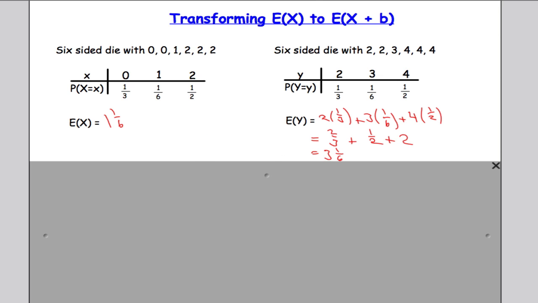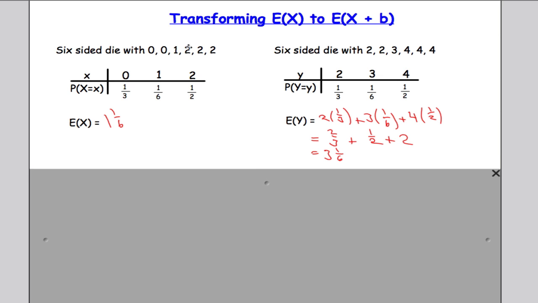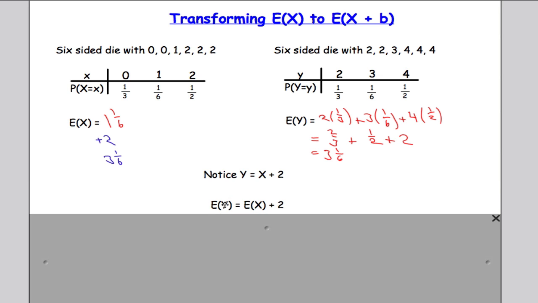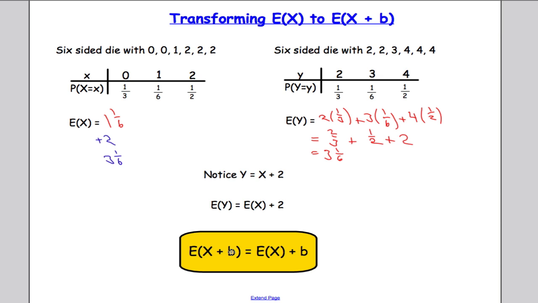Now, let's just take a look at our random variables again. Notice that y is the same as x plus 2. And look at our expected values at the end here. If I take my expected value of x and I add 2 to it, I actually get this. That will give me 3 and 1/6. So the expected value of y is equal to the expected value of x plus 2. So in general, if we transform a variable, the expected value of x plus b is simply the expected value of x plus b at the end.